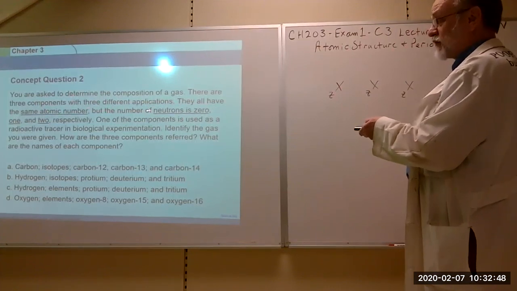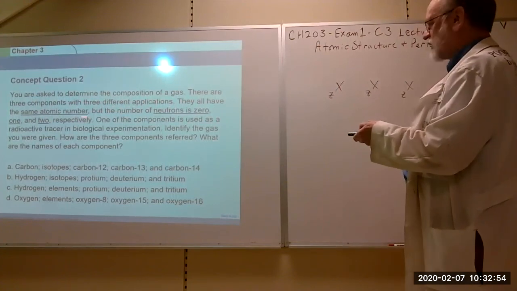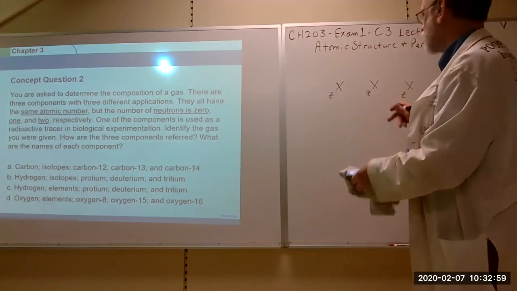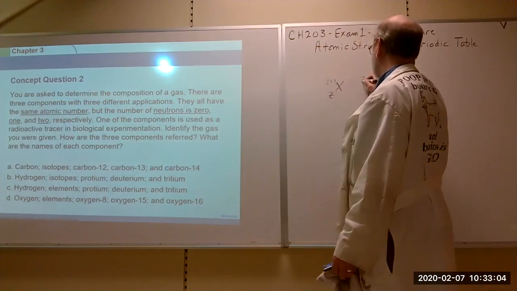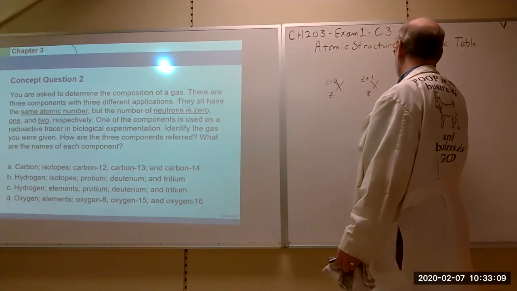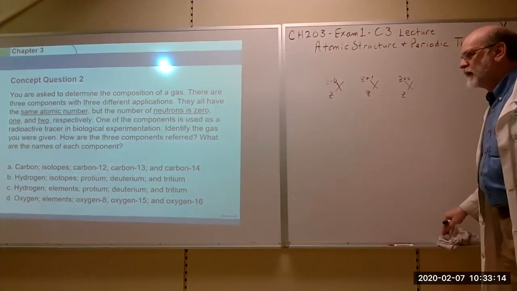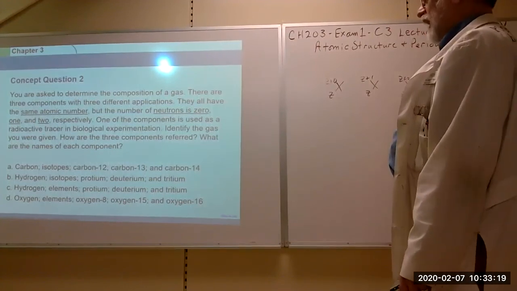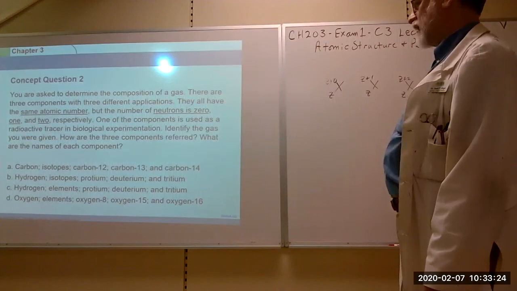We're using them for 3 different purposes. Okay. They all have the same atomic number, so the Z's are equal. The number of neutrons is 0, 1, and 2. So neutrons here would be Z plus 0, Z plus 1, and Z plus 2. One of the components is used as a radioactive tracer. Identify the gas. How are the 3 components referred? What are the names of each component?